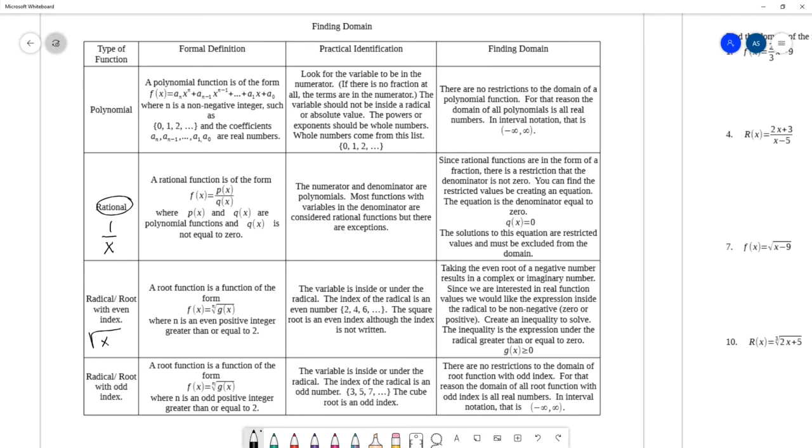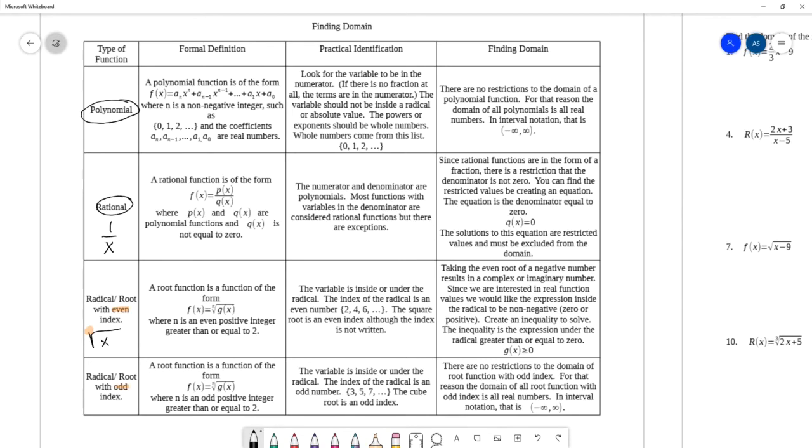And then the index is right here on the root. And so you want to pay attention to whether that index is even or odd. A square root will be even, a cube root will be odd index. And then pretty much everything else will fall into the polynomial category.